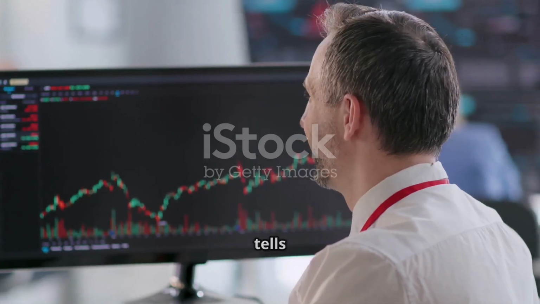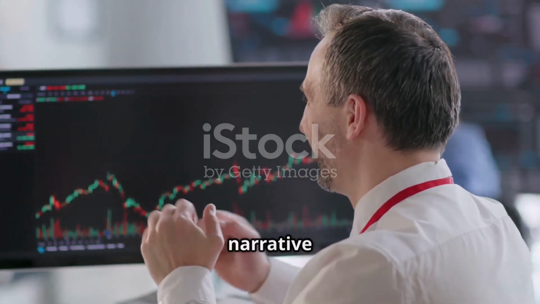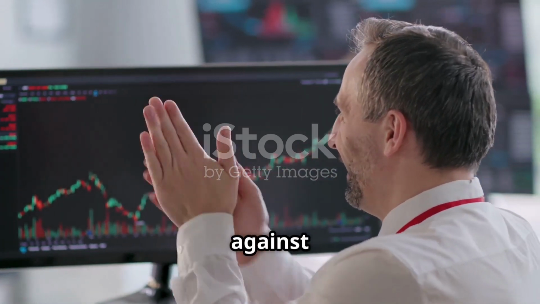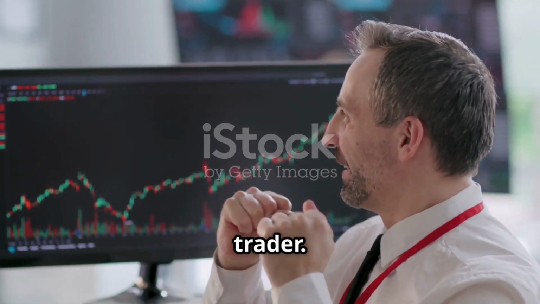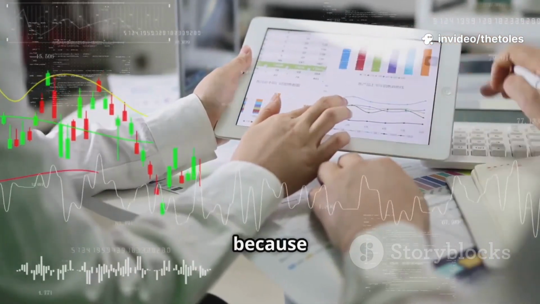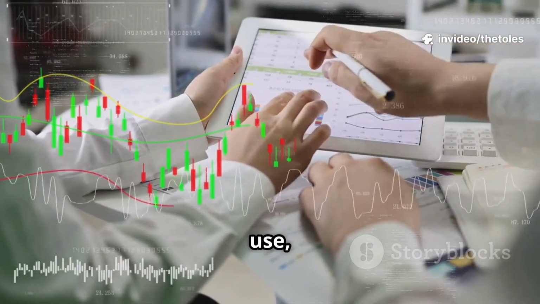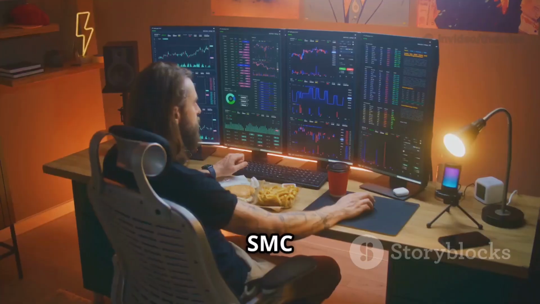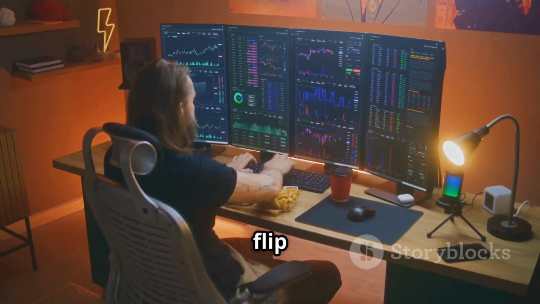It's simple. It tells a compelling story. The narrative is that the market is rigged against the little guy, the retail trader. We're told that traditional technical analysis is flawed because it's what the banks want you to use, making you predictable. SMC comes along and offers a way to flip the script.